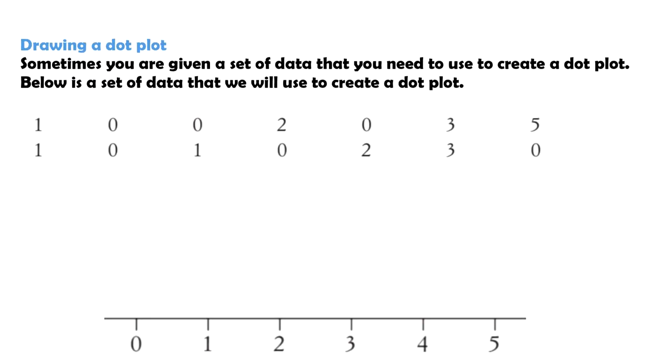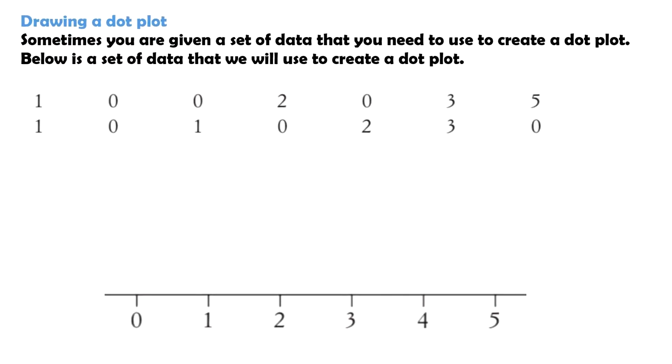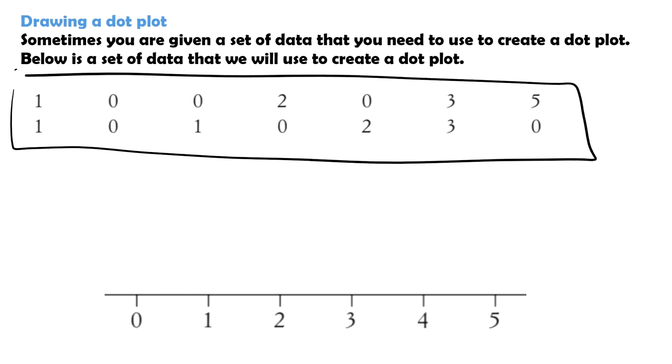So the next thing I'm going to look at is, what if you're told you need to draw a dot plot? So sometimes you're given a set of data that you need to use to create a dot plot. So below we have our set of data here, and we're going to use that to create a dot plot. Now again, each of these scores will be a dot on our dot plot. So first things first is we count how many zeros there are, because that's our lowest score. And there's 6, so there'll be 6 dots.